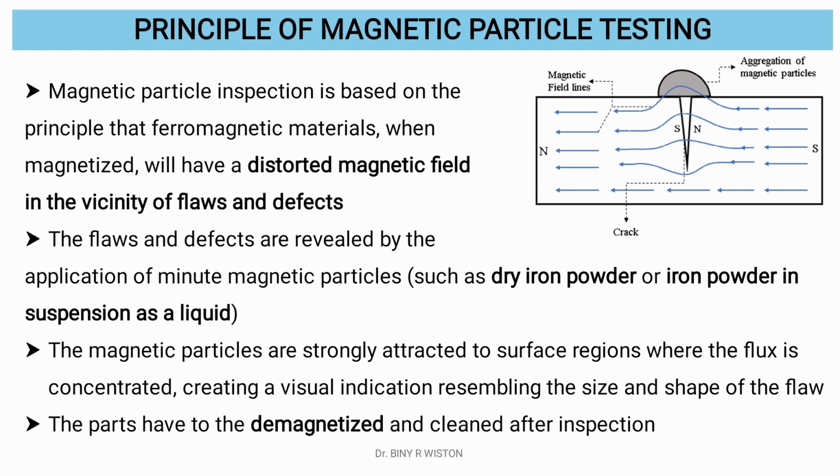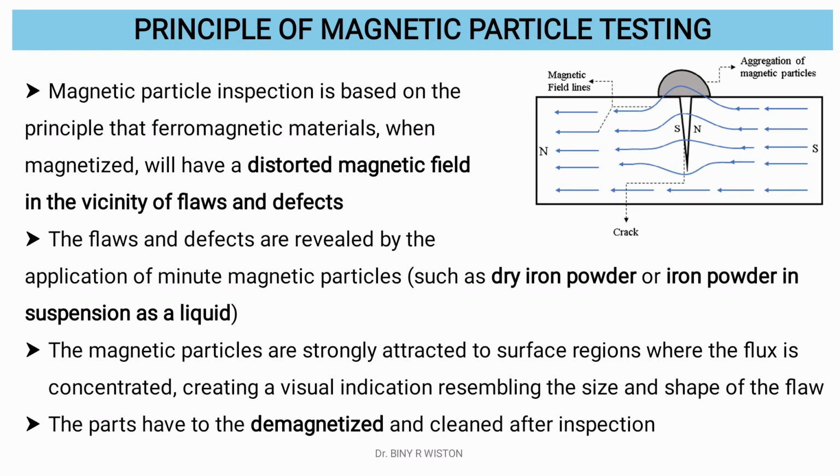In a magnetic material, there will be a magnetic field in and around the material, and the magnetic lines of force exit the magnet from the north pole and enter at the south pole. When the magnetic field encounters a break due to a crack or inclusion, magnetic field disturbances are produced.